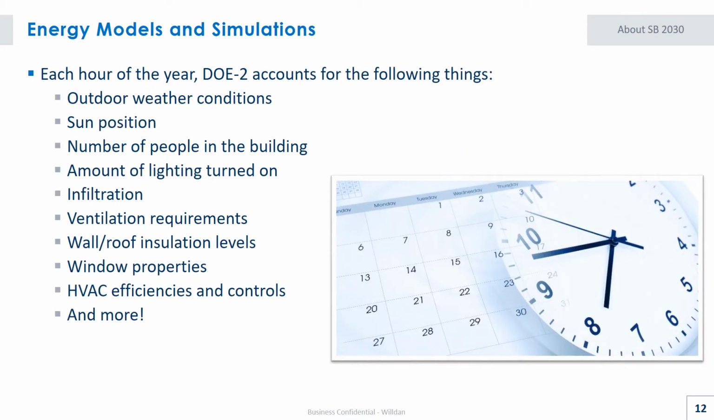The hourly simulation looks at the weather in a typical year, sun position, number of people, how much of the lights are turned on every given hour of the year, how much air leakage is in the building, ventilation requirements, insulation, window properties, what your HVAC system is, and a number of other factors, and comes up with the annual energy consumption of that building.